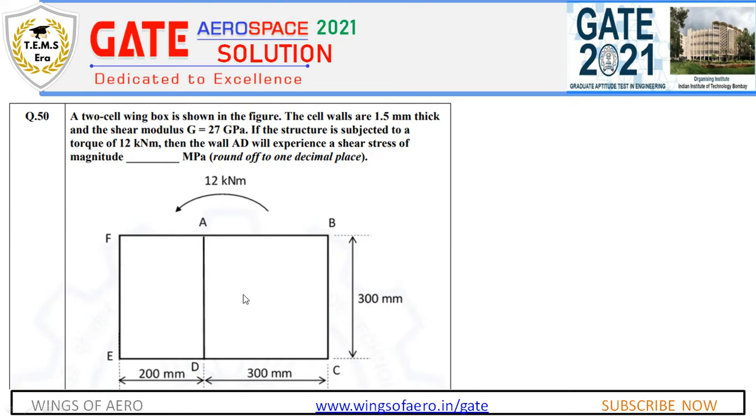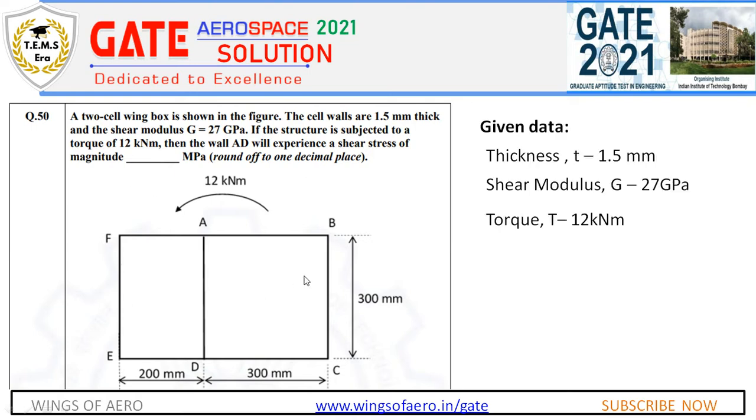So this is what they have given. First of all, let's see what the given data are. They have given the thickness 1.5 mm, convert that in terms of meter; shear modulus 27 gigapascal, convert in terms of pascal; torque T 12 kilonewton meter, convert that in terms of newton meter. First of all, before starting this calculation, let's see what they ask.